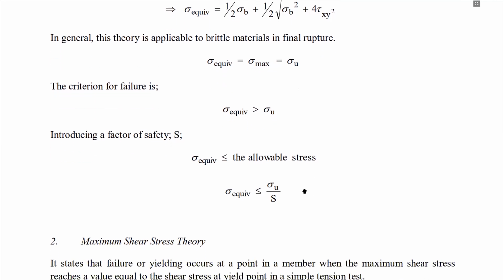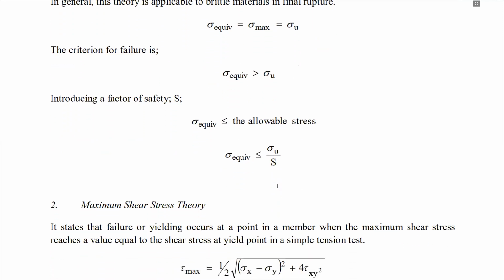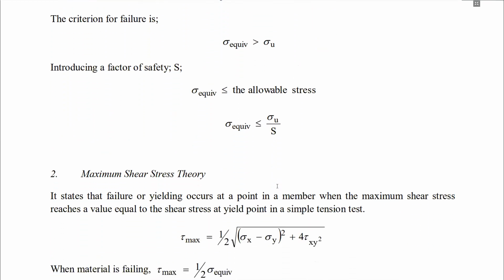So if a factor of safety is introduced, then the equivalent stress must be less than or equal to the allowable stress. The allowable stress in this case is, of course, the ultimate stress in the material divided by the factor of safety. Any question?